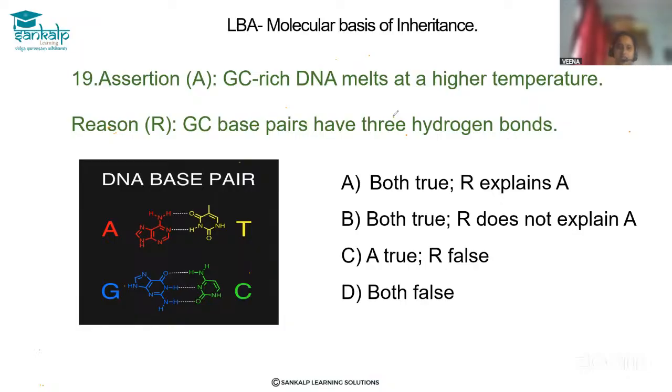Let's solve question 19. Assertion: GC-rich DNA melts at a higher temperature. Reason: GC base pairs have three hydrogen bonds.